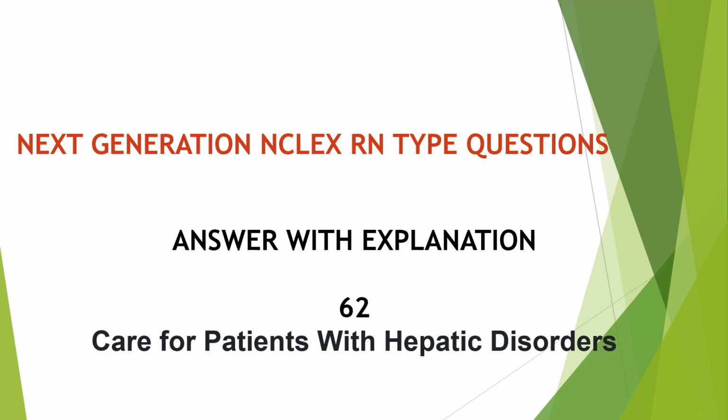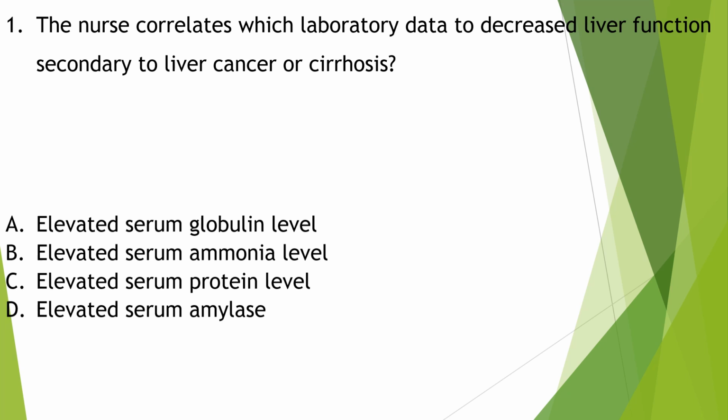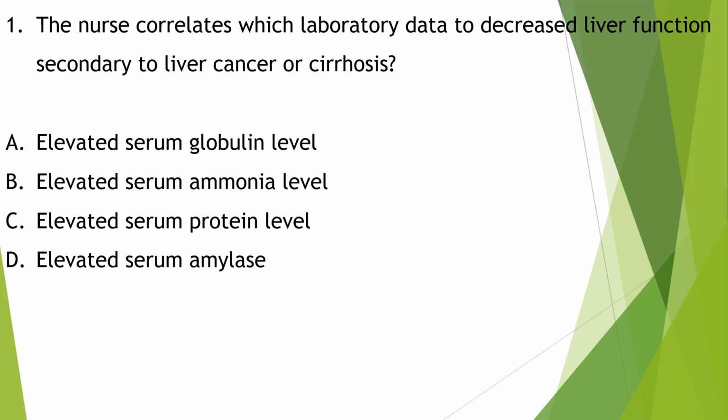Let's see an NCLEX RN video based on care for patients with hepatic disorders. The nurse correlates which laboratory data to decreased liver function secondary to liver cancer or cirrhosis: elevated serum globulin level, elevated serum ammonia level, elevated serum protein level, elevated serum amylase. Laboratory data collected to determine liver dysfunction includes an elevated serum ammonia level.